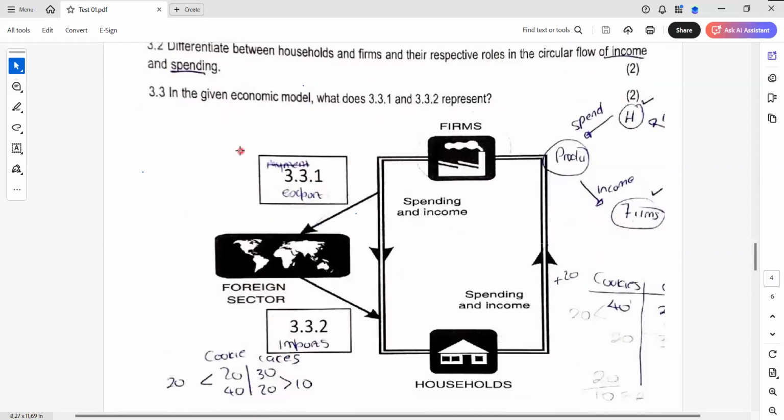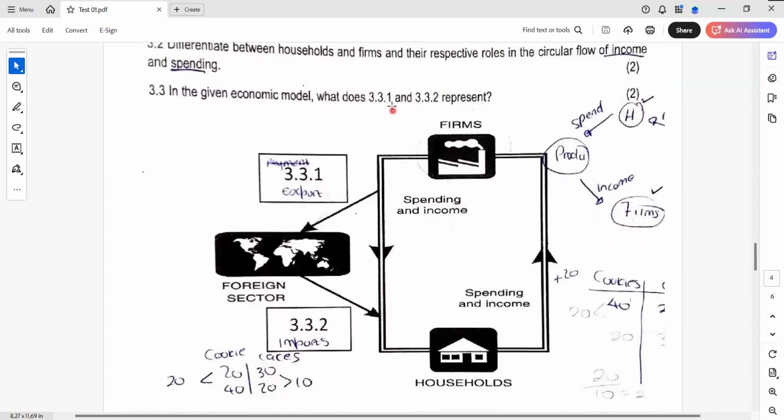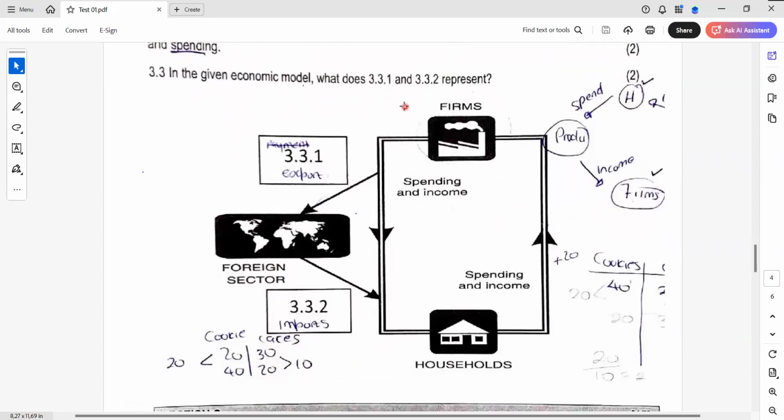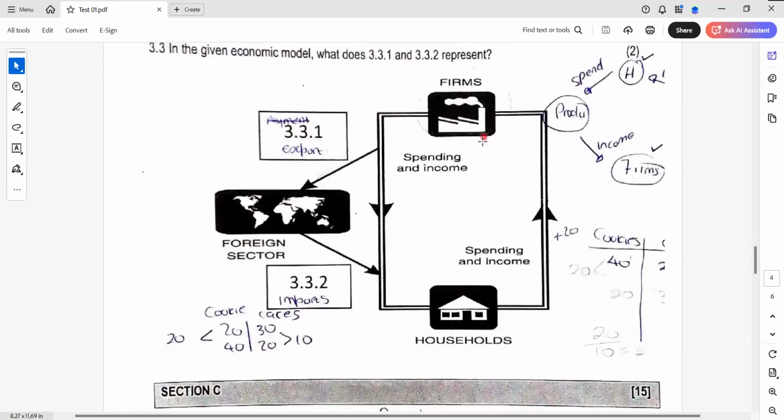In the given economic model, what do 3.3.1 and 3.2 represent? Okay, so this is the same as the one which I was explaining. You can see here that we have the firms and the foreign sector. Remember, if the arrow is going like this, it basically means that the firms are doing something to the foreign sector, right?